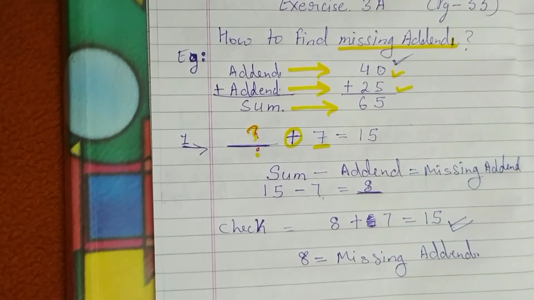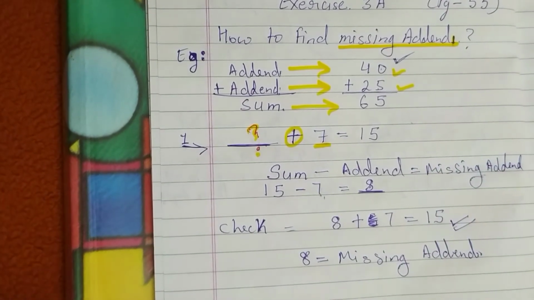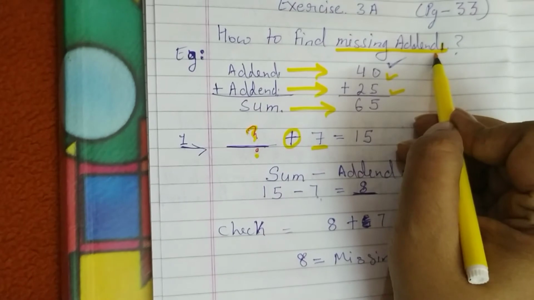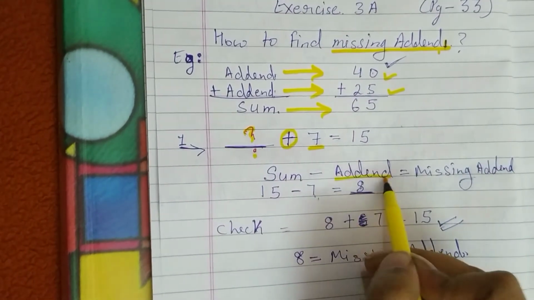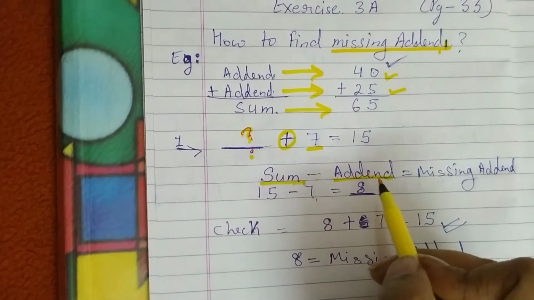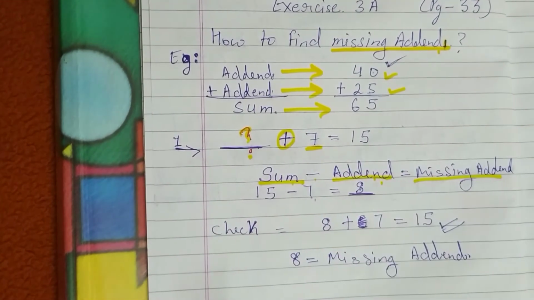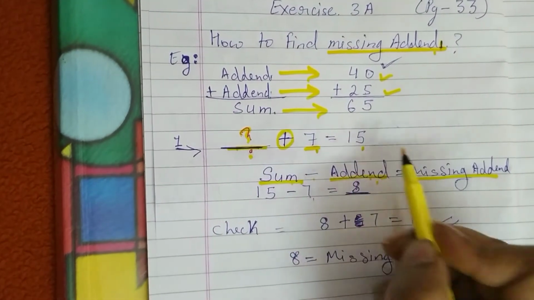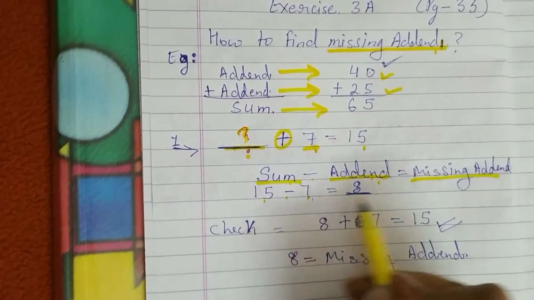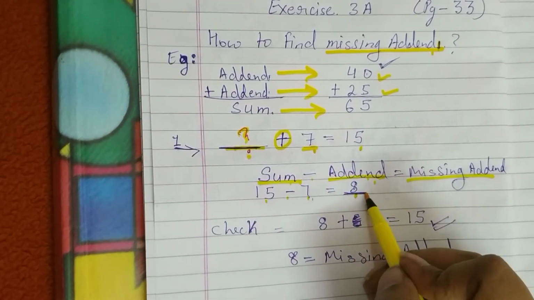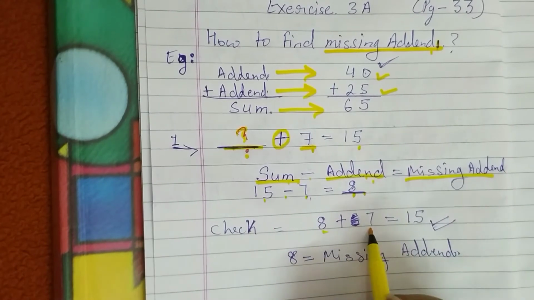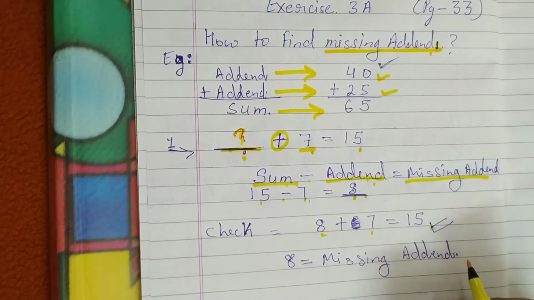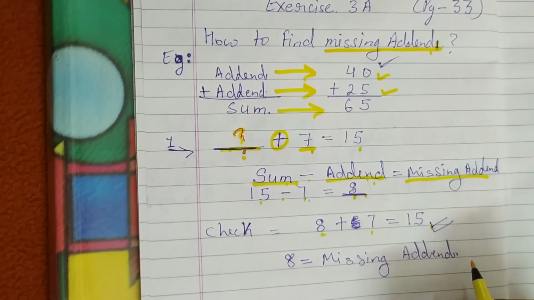Is this clear to you all? Children, I am repeating again. When we have to find a missing addend, we have to subtract the given addend from the sum. That is, sum minus given addend will be the missing addend. Here the first addend is missing, the second is given and the sum is given. So we subtracted 15 minus 7 and we got 8. So 8 is our missing addend and 8 plus 7 is 15. We have checked also. So this is how we find a missing addend. I believe it is clear to you.